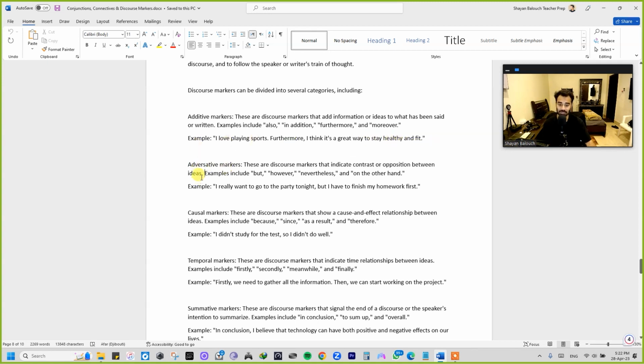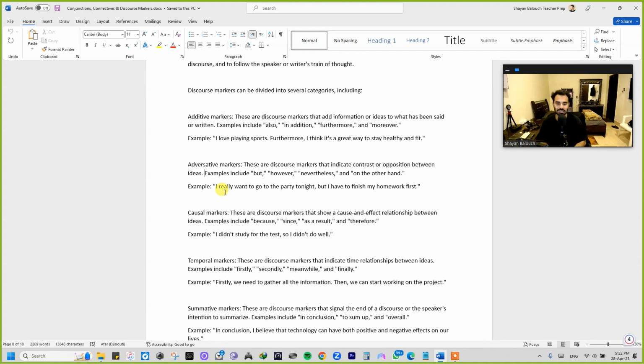The second one is adversative markers. Adverse effects means opposite effects, something contrary. These are discourse markers that indicate contrast or opposition between ideas. Here are some examples: but, however, nevertheless, on the other hand, okay? And this is how I'm going to use them. For example, I really want to go to the party tonight, but I have to finish my homework first, okay? So see, it's also kind of putting a condition at the same time. Then we have causal markers.